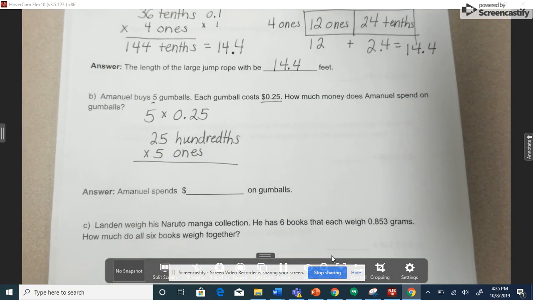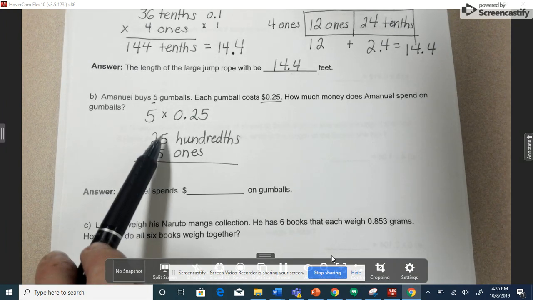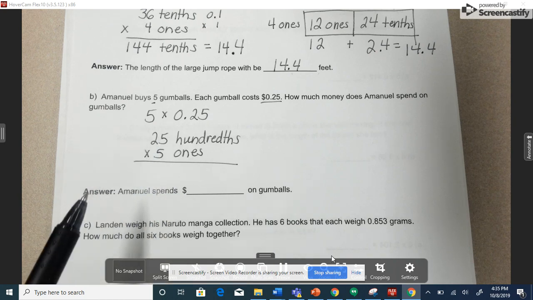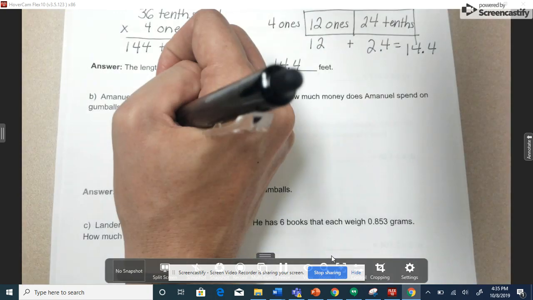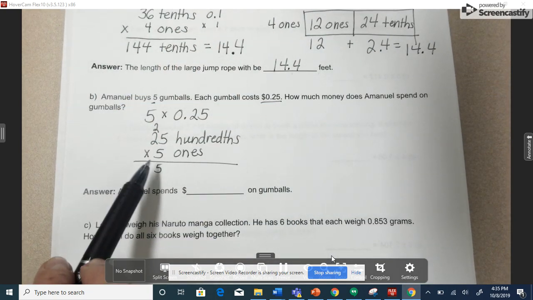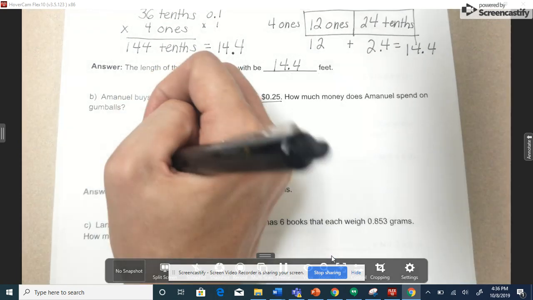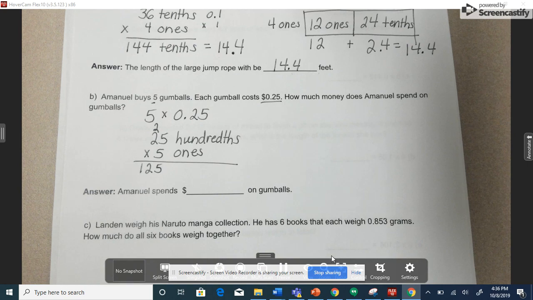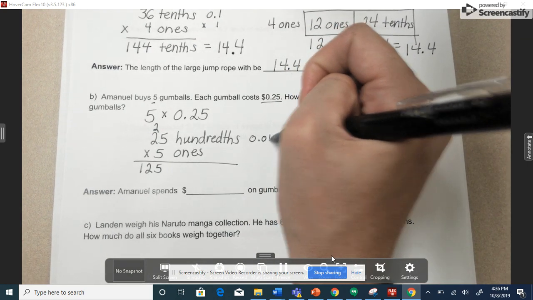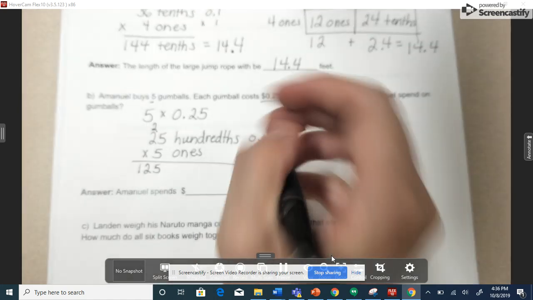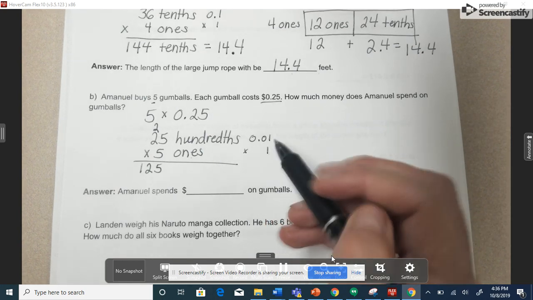We're going to multiply this together. We're going to start by multiplying the digit in the ones place and the digit in the ones place. So 5 times 5 is 25. So here's our 5. We're going to carry that 2 up just like we did in the problem before. Now 5 times 2 is 10, plus the 2 at the top is 12. So we have 125, and now we're going to multiply hundredths, which is 0.01, times the ones place, which is just 1. Hundredths times 1 is hundredths.